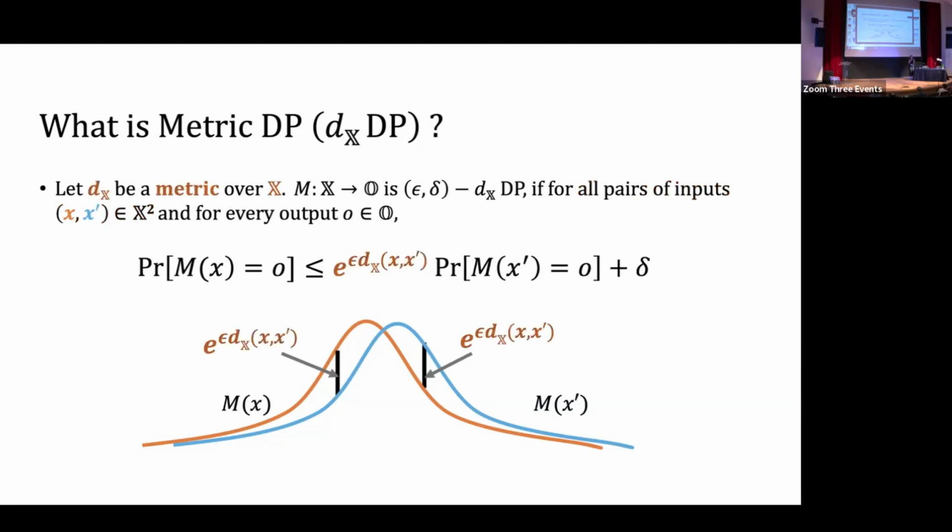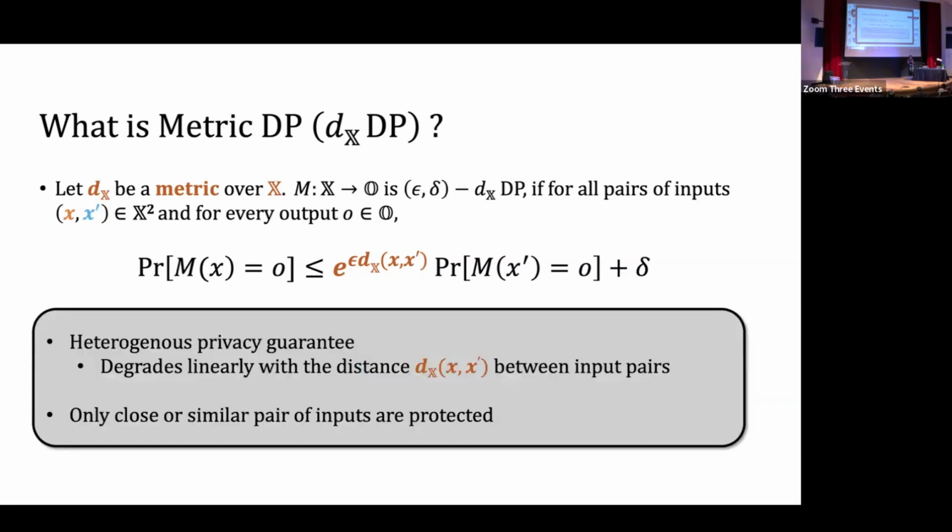But the more interesting difference is the privacy parameter in the equation. Now we have a distance metric over the input space, and the privacy parameter scales linearly with the distance between the inputs. So what this means is that metric DP gives heterogeneous privacy guarantees for different input pairs. Intuitively, only inputs that are close or similar to each other are protected.